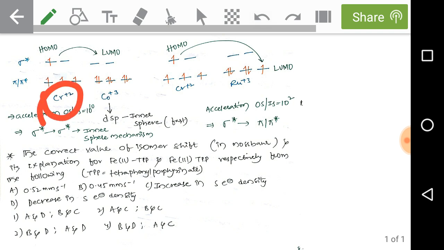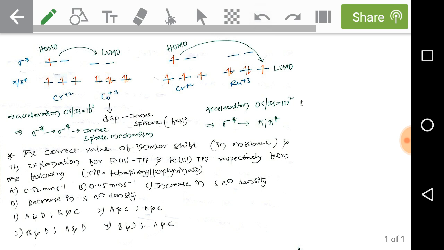For chromium +2, which is high spin in nature, the 4 electrons are occupied in t2g and eg like this, and here t2g is considered as pi or pi star orbitals and eg is considered as sigma star. Okay, right, and now the highest occupied molecular orbital is sigma star in chromium +2, whereas if you observe cobalt +3, all the 6 electrons are filled in t2g only, and here the LUMO is sigma star. Okay, right. Why are all the 6 electrons paired up in cobalt +3?